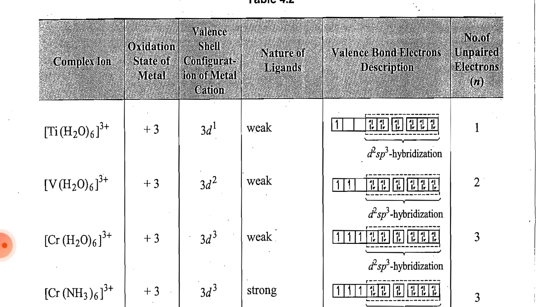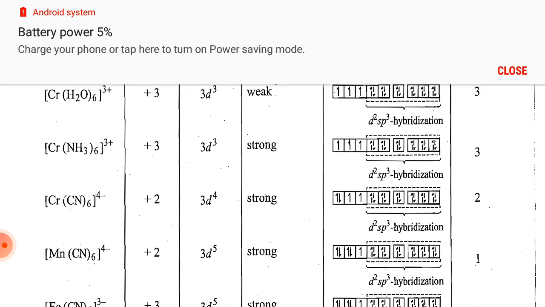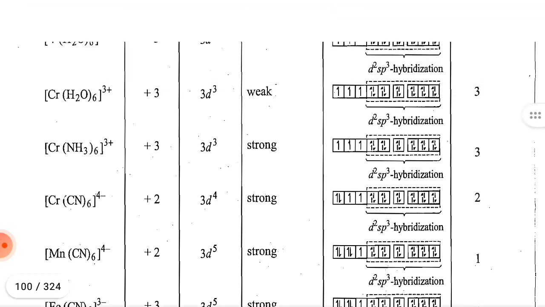Then [Cr(NH3)6] 3+: the oxidation state of chromium will be +3. After losing 3 electrons in the chromium 3d orbitals, 3 unpaired electrons will be present. Ammonia is a strong field ligand. So in 3d3, ammonia is a strong field ligand, so 3d will have 3 unpaired electrons.